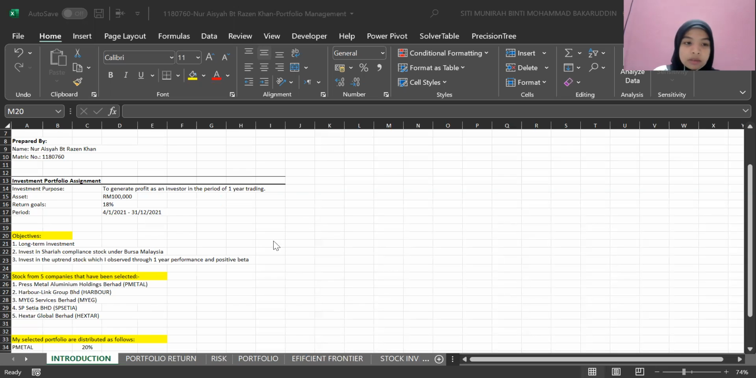So my objective is to invest in the long-term investment, to invest in Sharia compliance stock under Bursa Malaysia, and invest in the uptrend stock which I observe through 1 year performance and have a positive beta. So the stock that I have chosen is Press Metal Aluminium Holding Berhad, Harbour Link Group Berhad, MyEG Service Berhad, SP Setia Berhad, and Hekta Global Berhad.